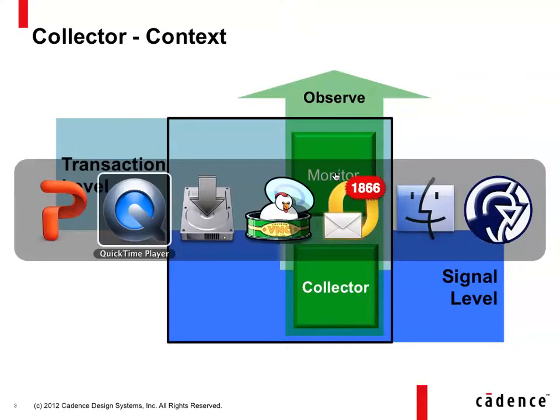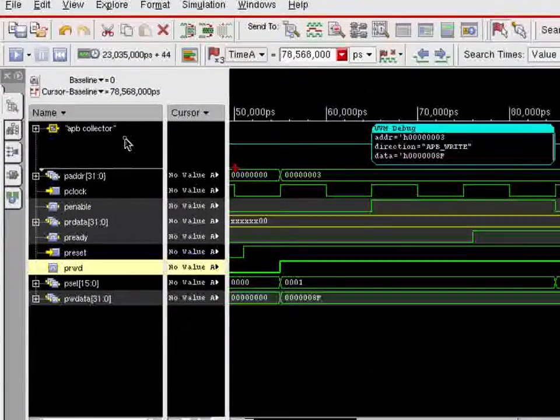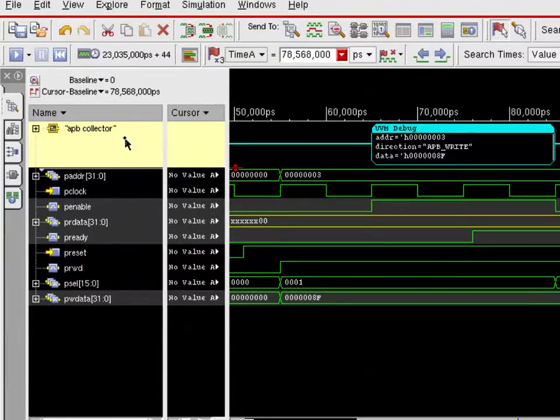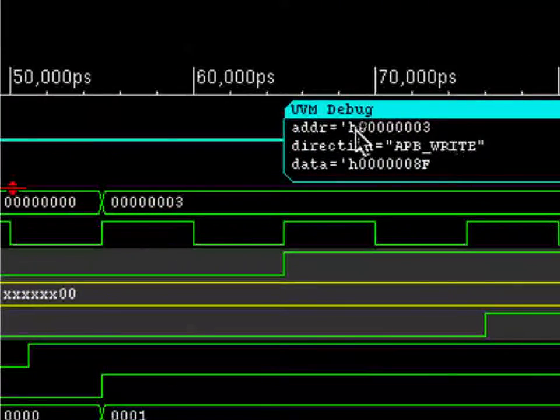Let's look at some real example. We are looking at an APB bus system, and you can see on this waveform very quickly this transaction level versus signal level abstraction domain, right? In the top track here, we actually have an APB collector transaction that has been collected. In this case, it was a write transaction, as you can see, with some data and a certain address.